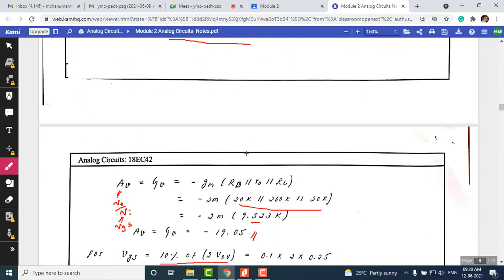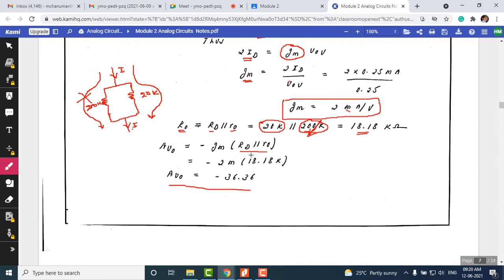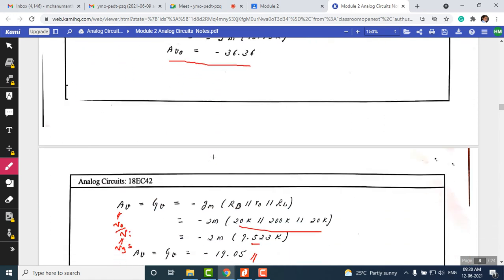Okay. With this knowledge, I think you can solve other additional problems given in the textbook also. Any problems students are finding difficult, you can bring it to my notice so that I can solve the problem and help you out from the examination point of view.